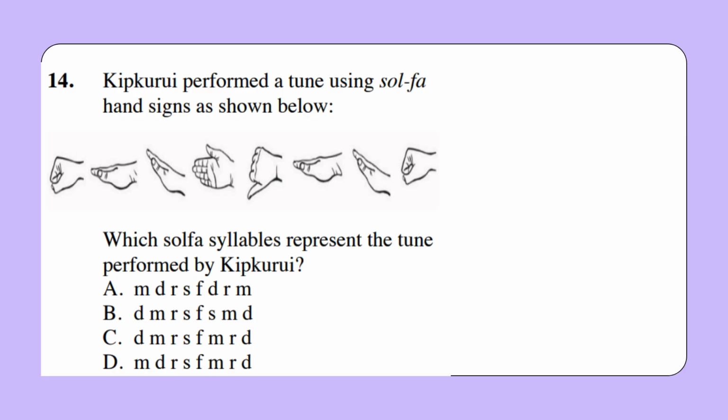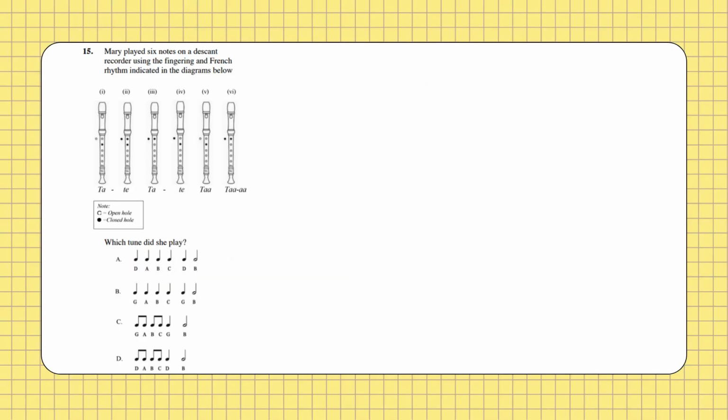D M R S F M R D. D. M D R S F M R D. 15. Mary played 6 notes on a descant recorder using the fingering and French rhythm indicated in the diagrams below. Which tune did she play?